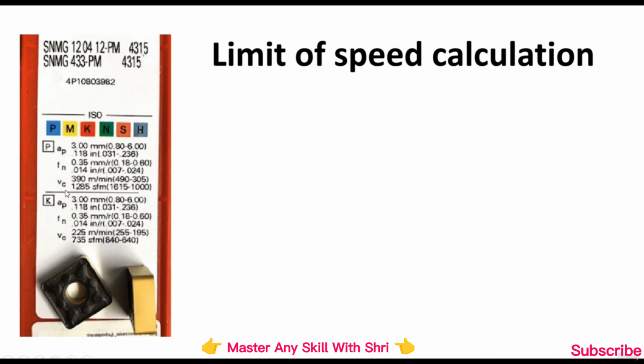Now let's consider we have a K grade insert, and the cutting speed for the K grade insert is 225 meter per minute. We will use this cutting speed, so we will write it along with the G96 code. Now let's see how we can get the maximum spindle speed that we use along with the G50 code.